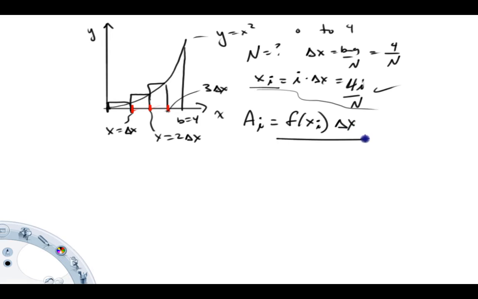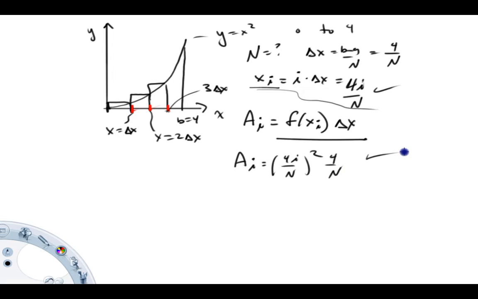This is true for any rectangle. For the first rectangle, the 5th rectangle, the 100 millionth rectangle. It's true for all of them. Now, f of x sub i, since our function is equal to x squared, f of x sub i is equal to 4i over n squared. And then the delta x is equal to 4 over n.